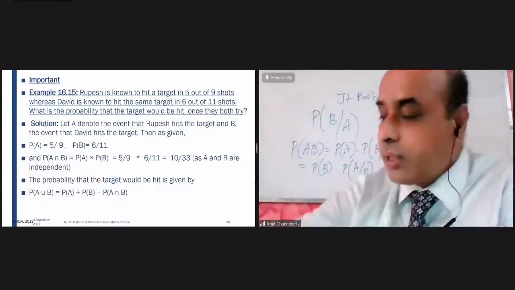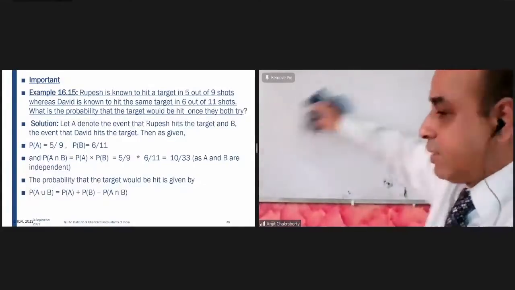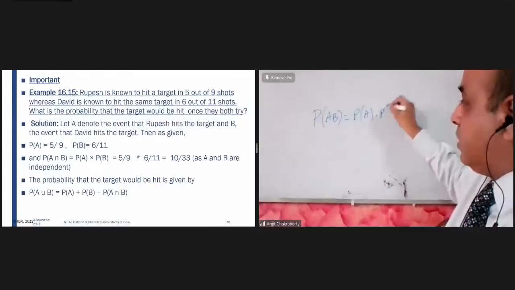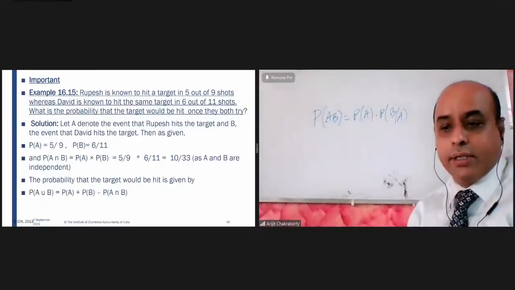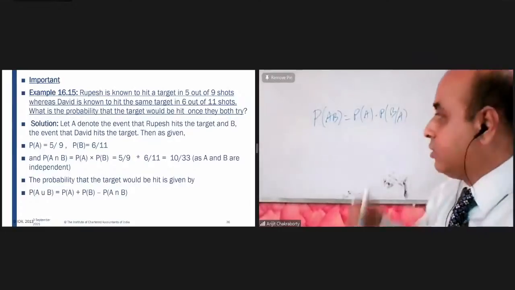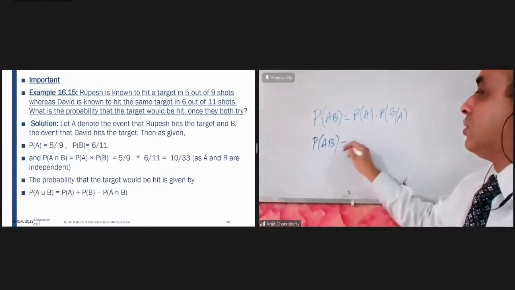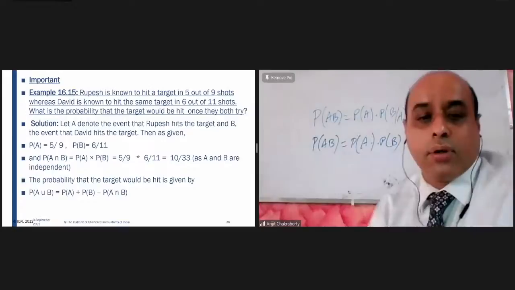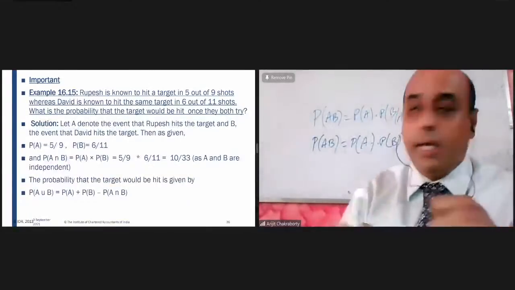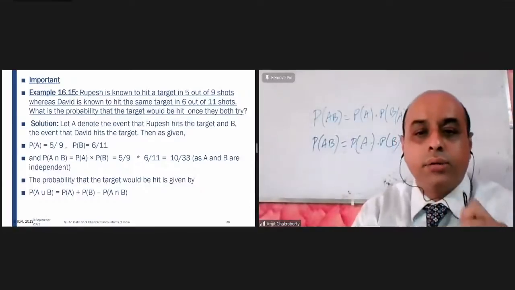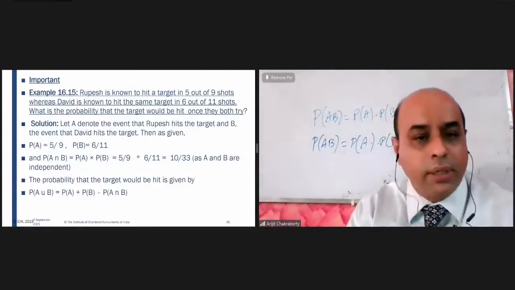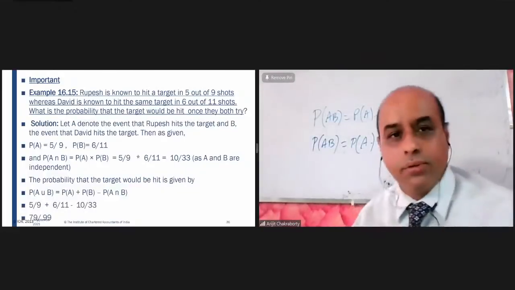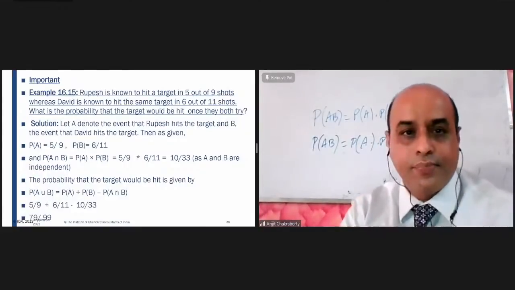Therefore, if they were compound events, if they were dependent, then we would have used the formula P(A∩B) = P(A) × P(B/A). But since they are not dependent, we are using the formula P(A∩B) = P(A) × P(B). And therefore, you can see that P(A) comes out to 5 by 9. The P(A∩B) comes out to 5 by 9 into 6 by 11, that is 10 by 33. And putting that value, we are getting the answer 5 by 9 plus 6 by 11 minus 10 by 33. So you get the probability. So this is also a very important question.